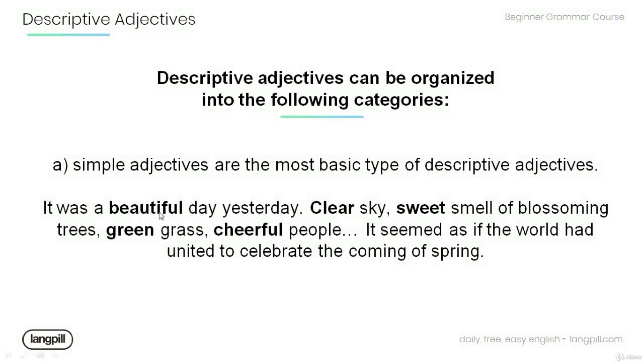Note that the adjective beautiful describes the day. Clear describes the sky. Sweet, the smell of blossoming trees. Green, color of the grass. Cheerful, feeling of the people.